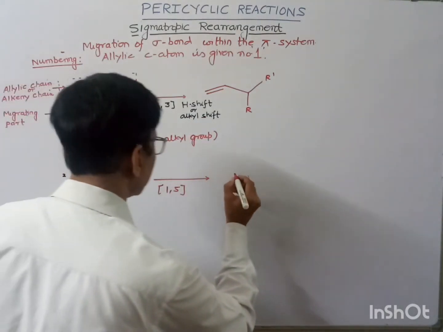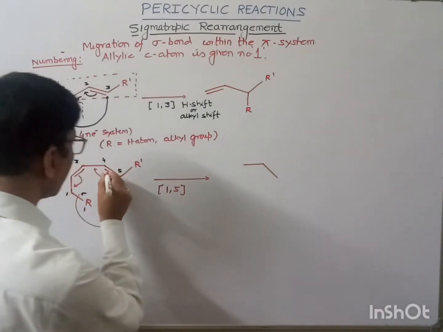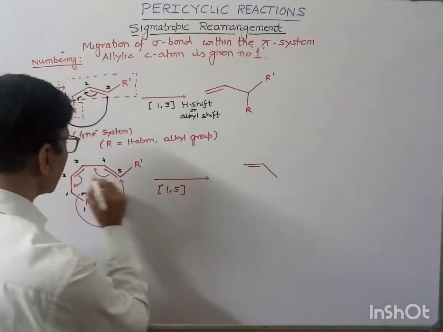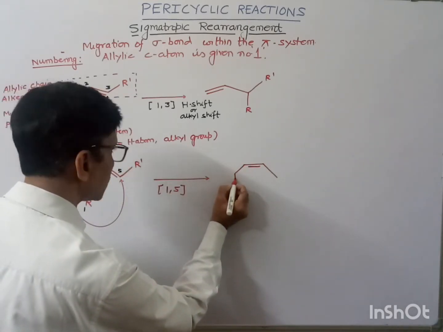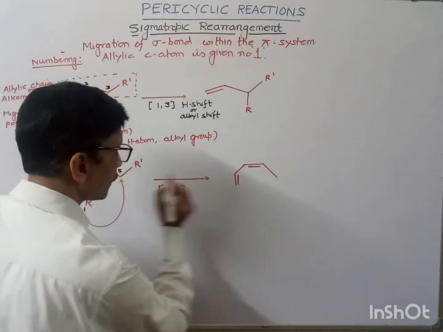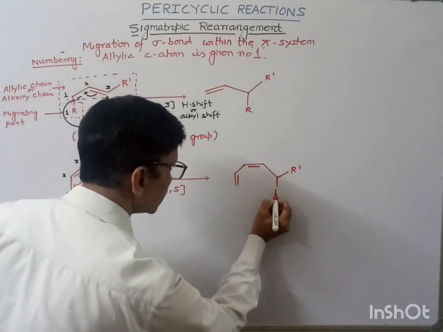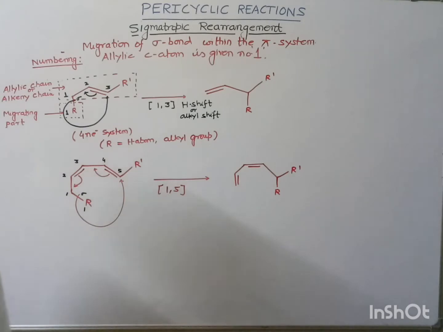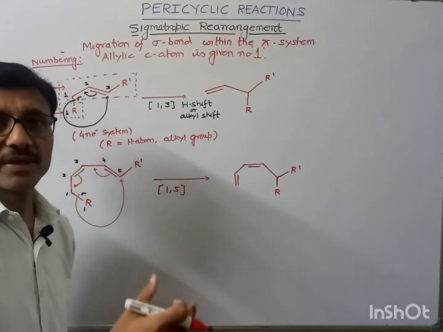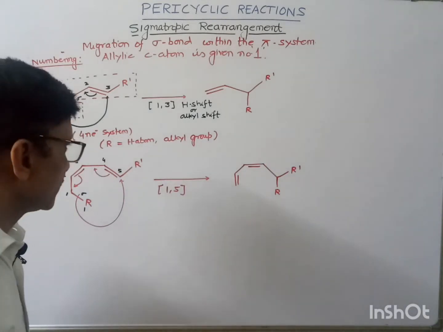So what would the product formed over here be? This is now converted into a sigma single bond. This has become a double bond. Now this is a single bond, and this is your double bond. And here at this fifth position, already one of the R dash was there, and this is R. So this would be the product. In the same way, we can write examples for 1,7 and 1,9 sigmatropic shifts.